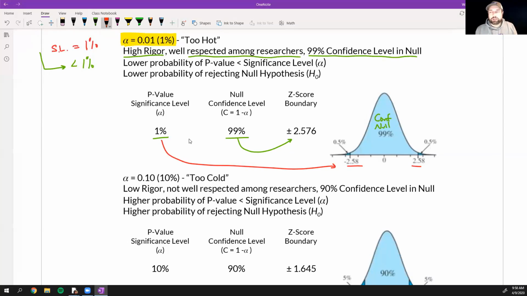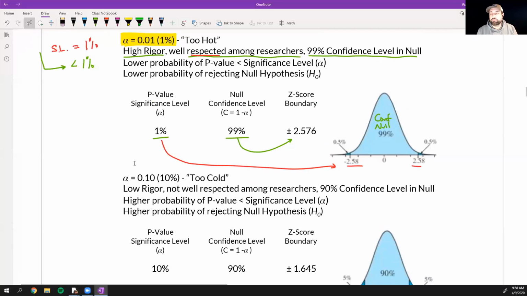And so a lot of times, if you come in under 1%, nobody's going to challenge you. If you say, yeah, we ran our experiment, we set our significance level at 1%, and we came in below 1%, people are going to be like, whoa, that is awesome. You did a great job. Clearly, like beyond a shadow of a doubt, no one's going to challenge this. It's very well respected, okay? That's setting your bar at 1%.